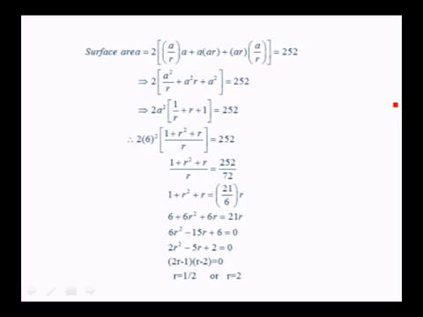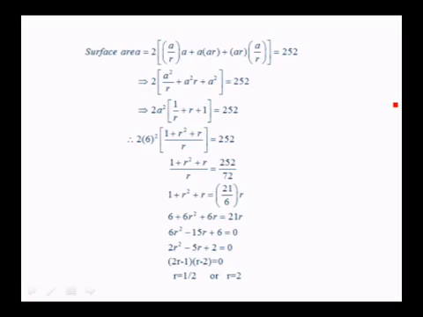You get a quadratic equation. 1 plus r square plus r by r is equal to 21 by 6. Multiply by 6r. 6 plus 6r square plus 6r is equal to 21r. So, on simplification, you get 2r square minus 5r plus 2 equals 0. So, if you factorize this one, you get 2r minus 1 into r minus 2 is equal to 0. Therefore, r is equal to half or r is equal to 2.